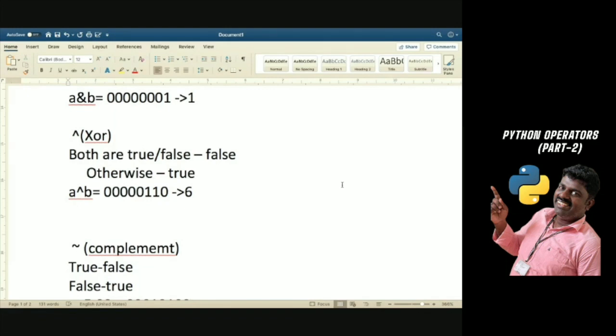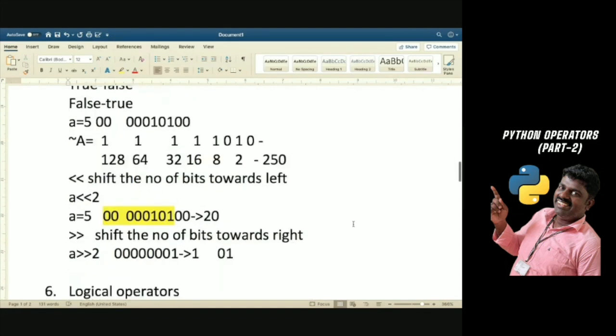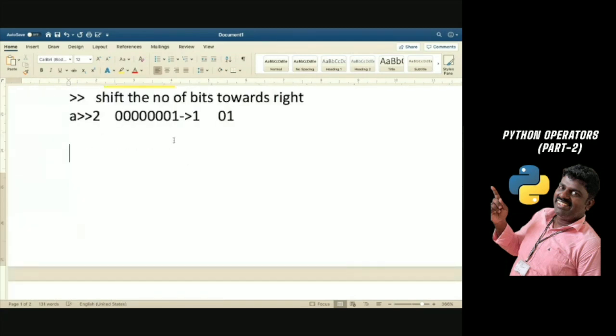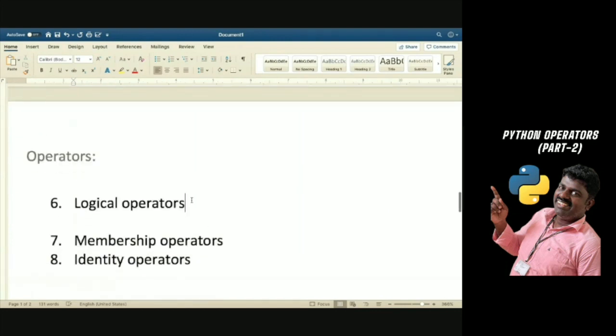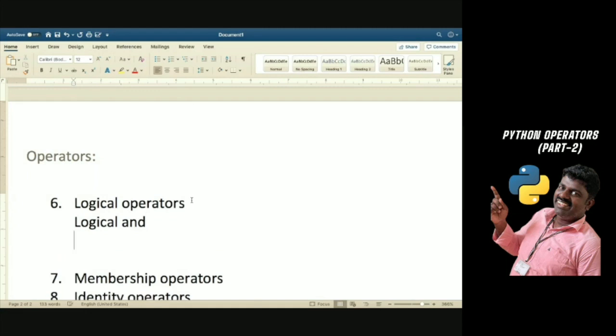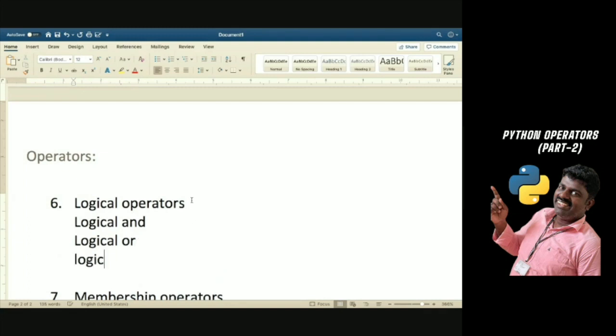Now we can shift to the next, that is the logical operators. In logical operators, what are the categories? You have logical and, then you have logical or. You people are more familiar than me, because you are all EC students and most of them, and also other branch students are there.